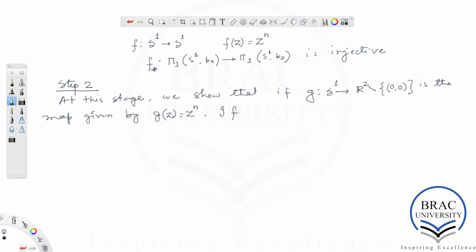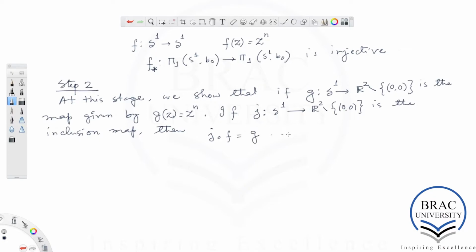If j is the inclusion map of the unit circle into the punctured plane, then one immediately sees that j composed with f is precisely g. Okay, this is our equation number 1.